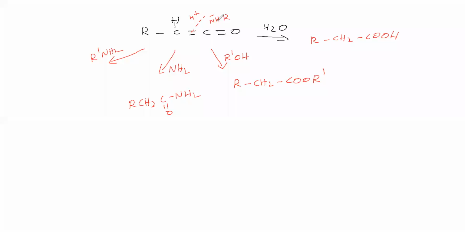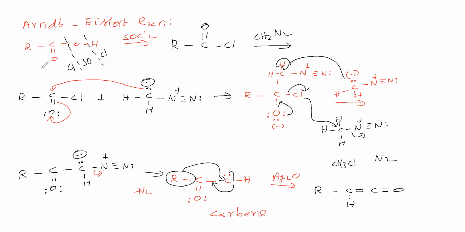H plus this side, RNH minus this side. Therefore, we will get RCH2CONHR dash, a secondary amide. This is about the Arndt-Eistert reaction. So in the Arndt-Eistert reaction, what is the reactant? Carboxylic acid is the reactant.